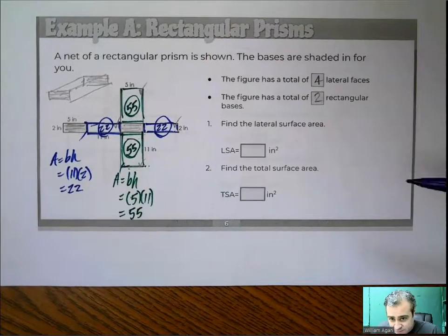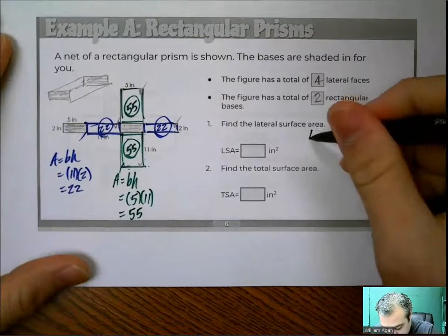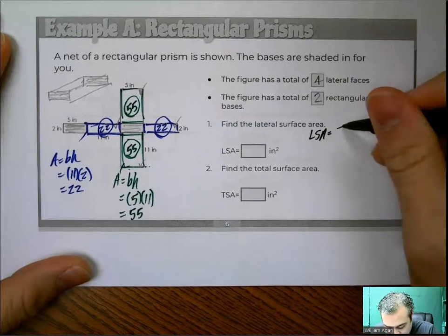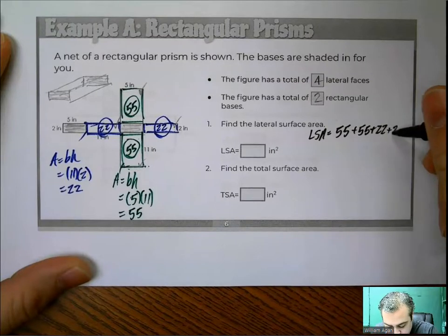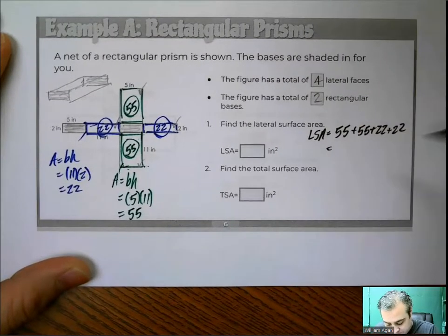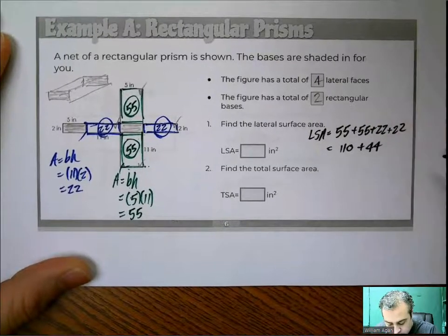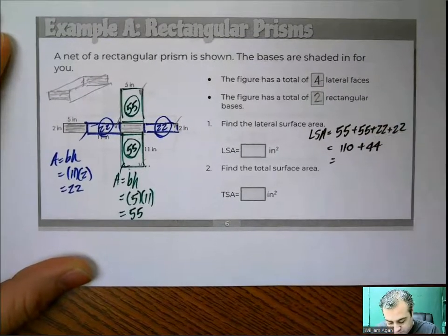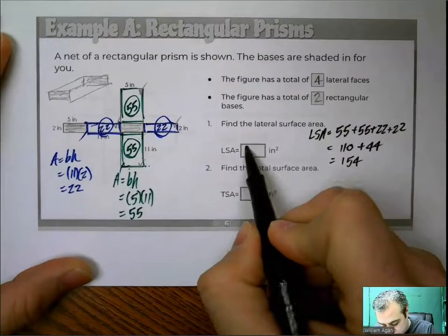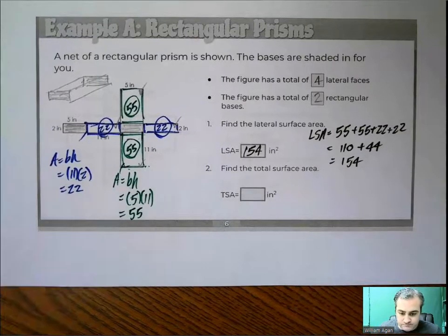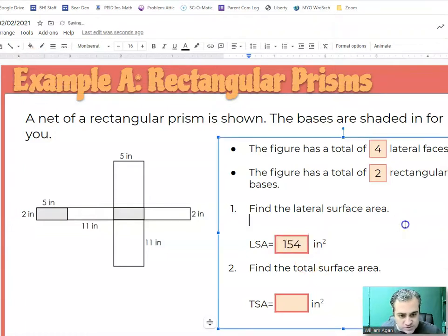Okay, so now to find my lateral surface area, all I have to do is add all of those together. So my lateral surface area equals 55 plus 55 plus 22 plus 22. Okay, well 55 plus 55 is 110, plus 22 plus 22 is 44. And 110 plus 44 is 154. So right here you would type 154. Just like that.